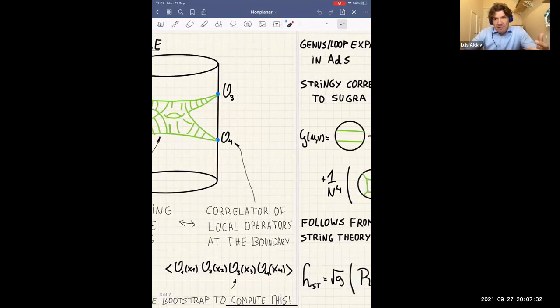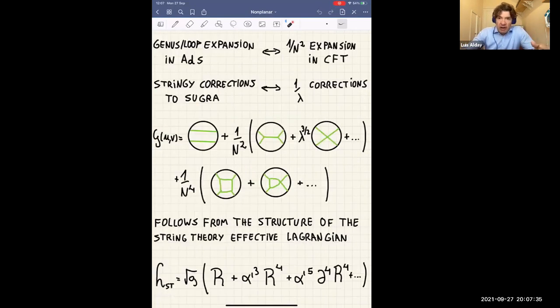And the AdS/CFT dictionary tells us that for the case of, let's say, N=4 super Yang-Mills, which is dual to strings on AdS5 × S5, the genus or the loop expansion on the AdS side corresponds to a 1/N, or more precisely 1/N squared, which is 1 over the central charge, expansion in the conformal field theory. And in this case, we have two parameters: stringy corrections to supergravity, which correspond to alpha prime corrections, correspond to 1/λ corrections on the CFT side.